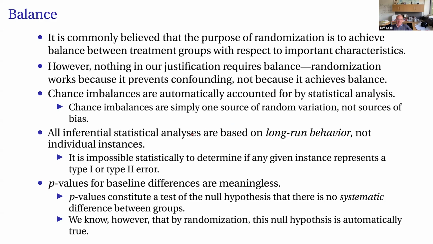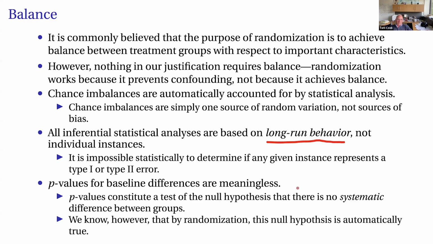All inferential statistical analyses are based on long-run behavior, not individual instances. So you can't look at a study and say, oh, look, we have this imbalance with respect to some factor among the treatment groups, and therefore that has somehow biased our causal inference. No, the causal inference is not based upon single instances, it's based on long-run behavior. And it's impossible statistically to determine if any given instance represents a type 1 or a type 2 error.